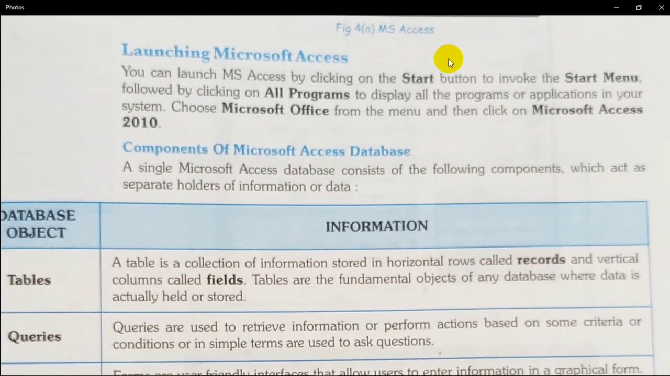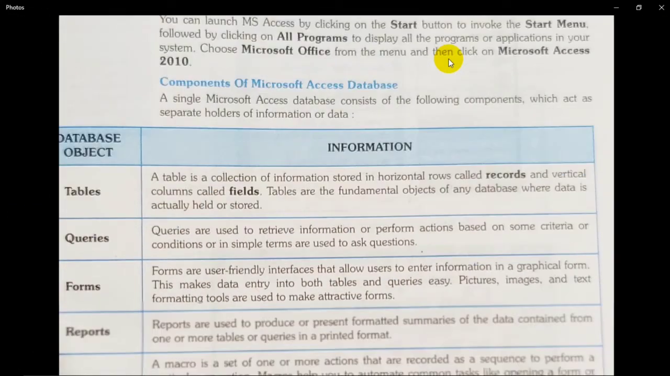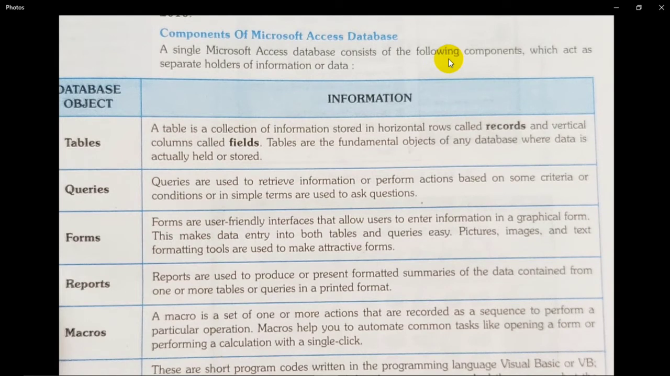Okay, so now what is next? First of all, we have to understand how we can launch Microsoft Access easily. You have to go to the start menu, all programs, Microsoft Office Access 2010. In this, what kind of components already exist in an Access database exactly? So here is the object list and information relative to the objects. First of all, what is a table? A table is a collection of information stored in horizontal rows called records, and vertical columns called fields.